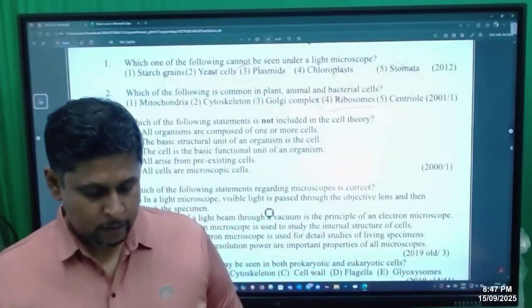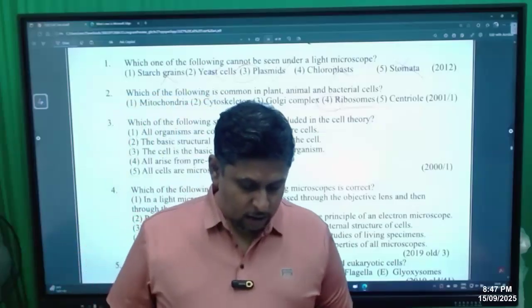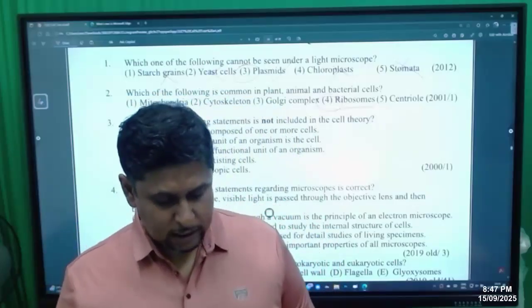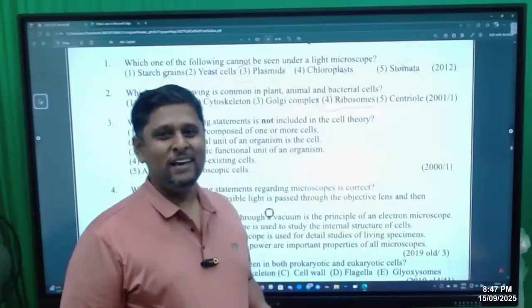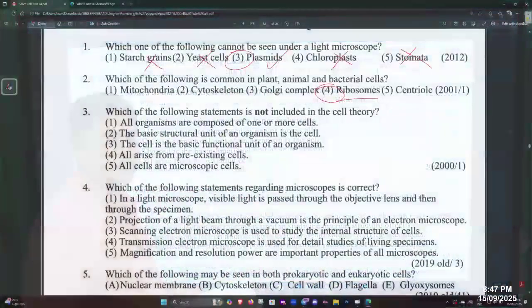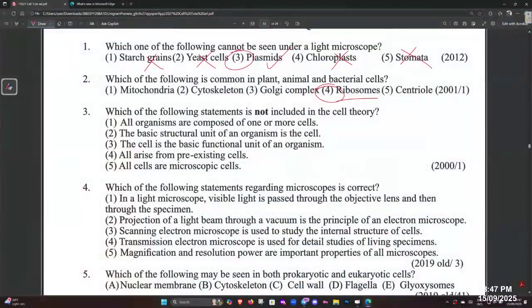Next one, question number 3. Which of the following statements is not included in the cell theory? Look at these statements very closely. All organisms are composed of one or more cells. You learn it. The basic structural unit is the cell. Cell is the basic functional unit. Learn that. All cells arise from pre-existing cells.